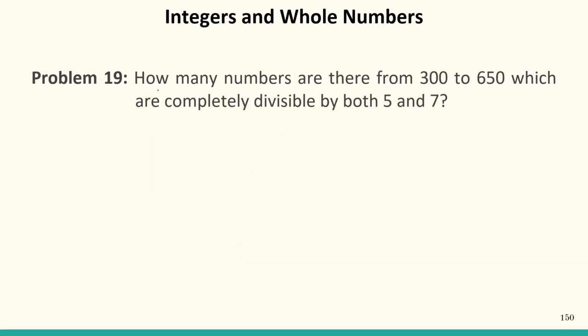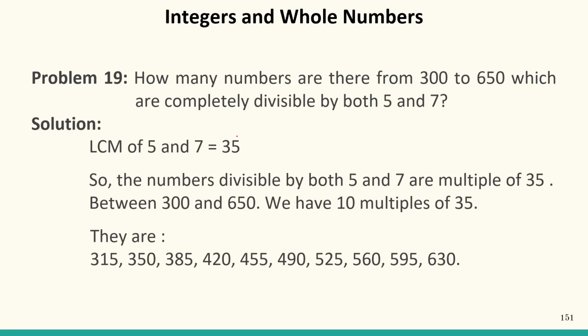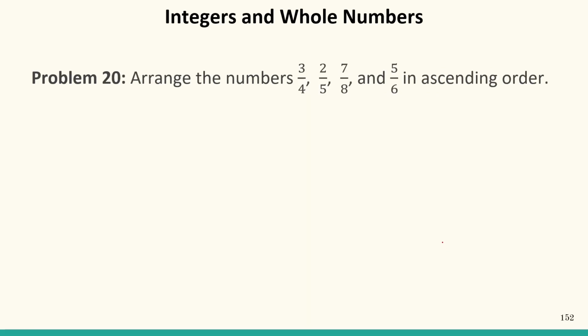Let's go forward with problem number 19. So how many numbers are there from 300 to 650 which are completely divisible by both 5 and 7? So LCM of 5 and 7 is equal to 35. So the numbers divisible by both 5 and 7 are multiples of 35. So between 300 and 650, we have 10 multiples of 35. They are 315, 350, 385, 420, 455, 490, 525, 560, 595 and 630.